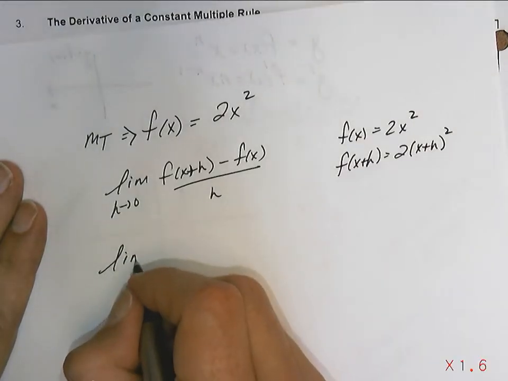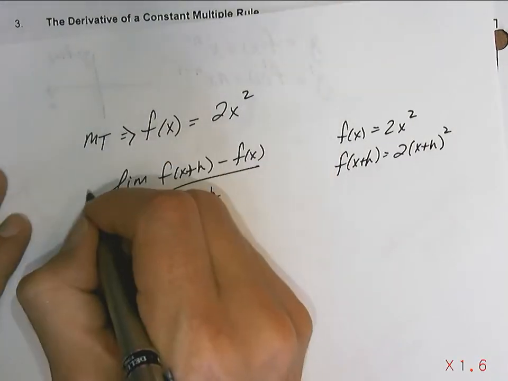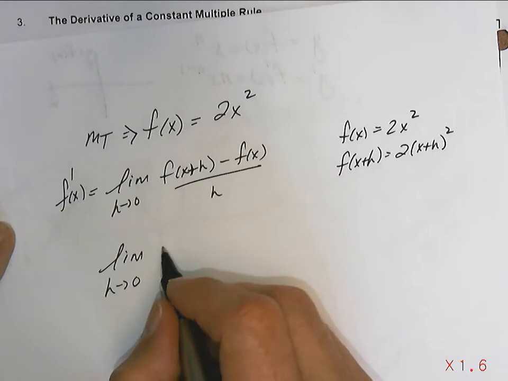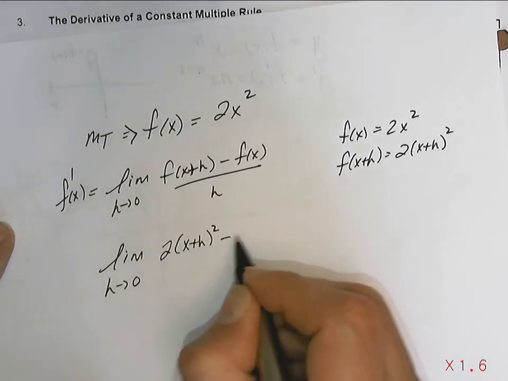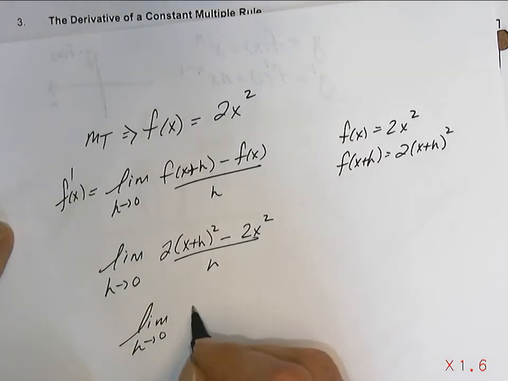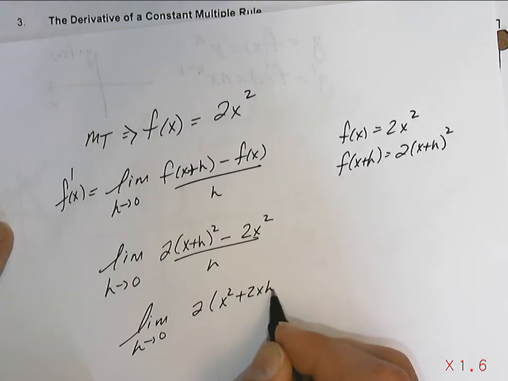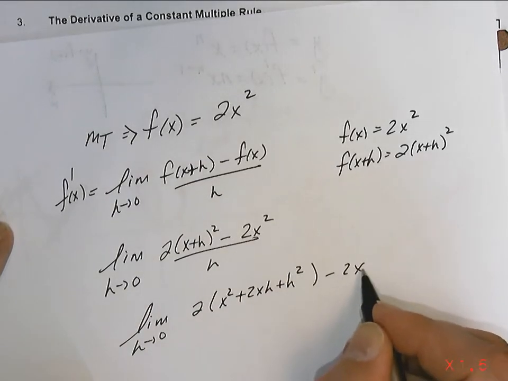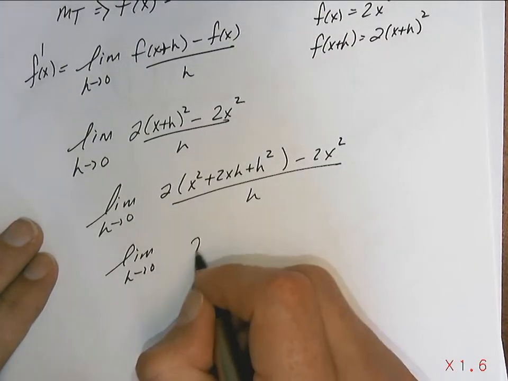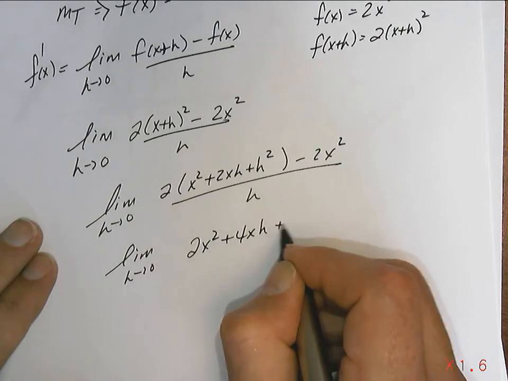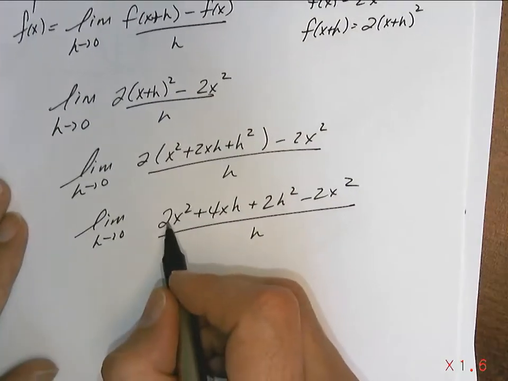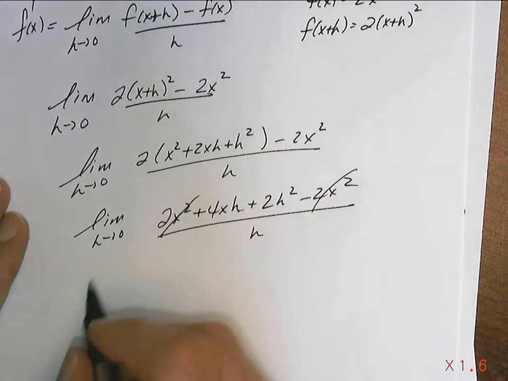So this limit as h approaches 0, which I can also call the derivative function, is equal to 2 times x plus h squared minus 2x squared over h. Limit as h approaches 0, 2x squared plus 4xh plus 2h squared minus 2x squared over h. Expand the 2 in. 2x squared and 2x squared cancel. So I have an h value. I'm going to common factor it out.